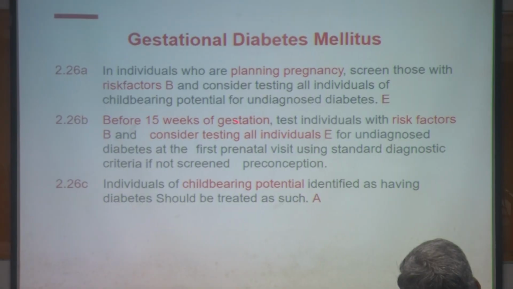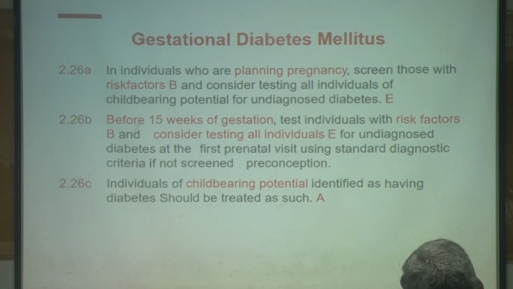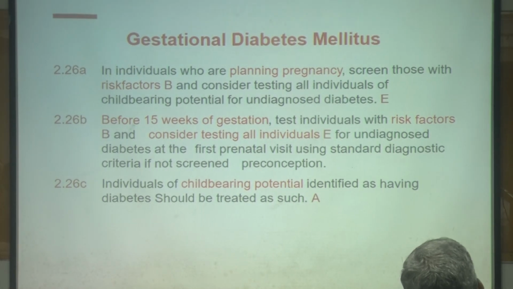And before 15 weeks of gestation, some people are worried because their elder sister had some problem in pregnancy or something. In those patients, go with the OGTT and start them on insulin. Not for every patient before 15 weeks of gestation, not for everybody. Other patients can be treated with OHA, but in these patients, insulin gives some benefit.